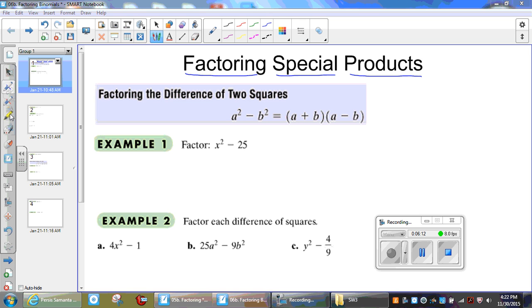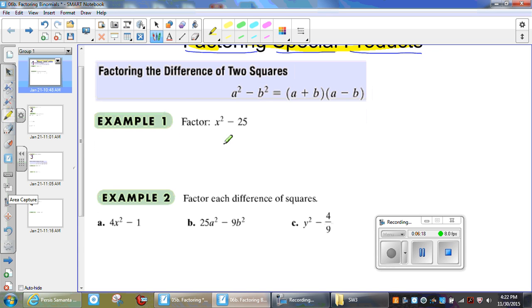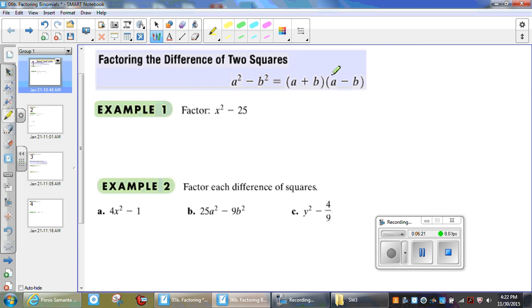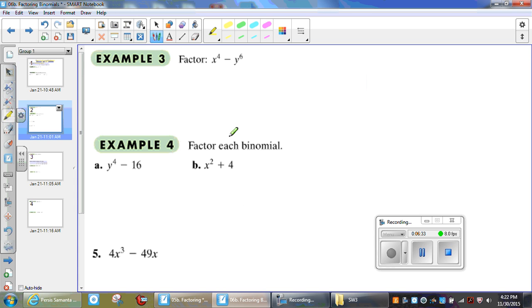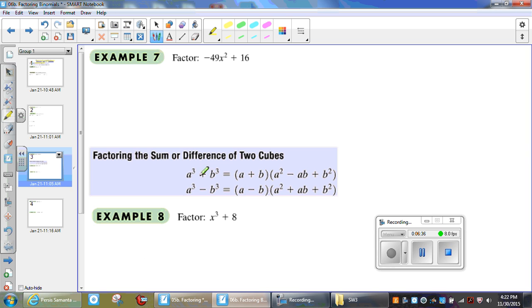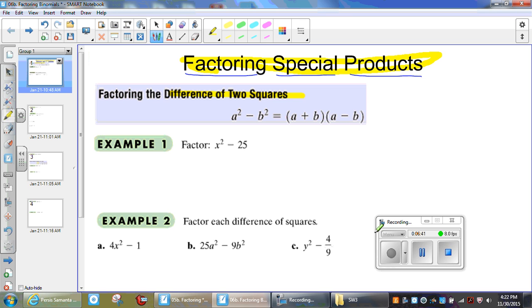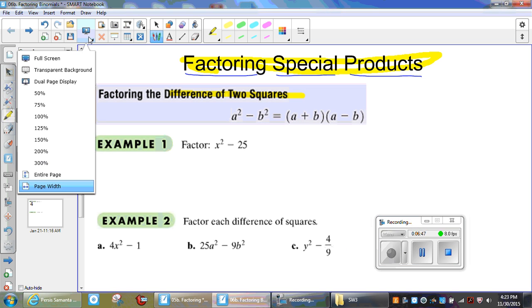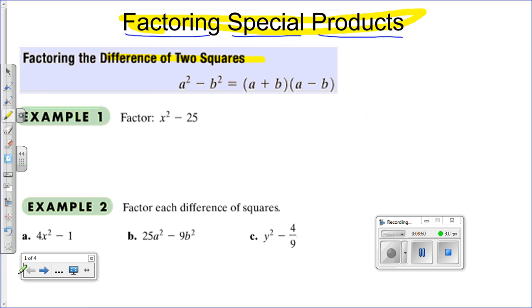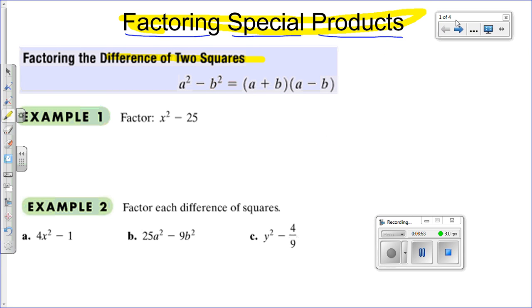So please go ahead and title your paper Factoring Special Products, and I do want you to copy all the problems that are here. We only have 4 slides to look at. We're going to look at what happens when you have a difference of squares. And then on the last 2 slides, we're going to talk about a sum of cubes and a difference of cubes. So I'm going to pause the video. If you do not have enough time to copy down the problems, feel free to pause the video again.